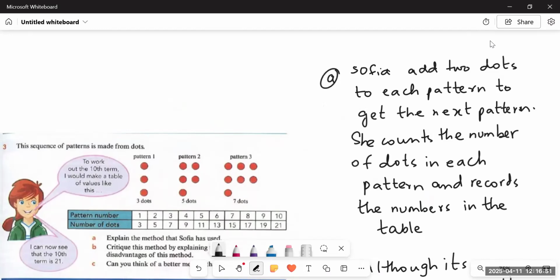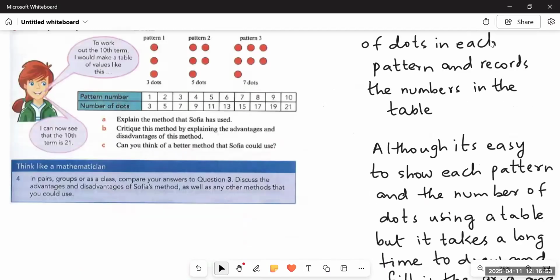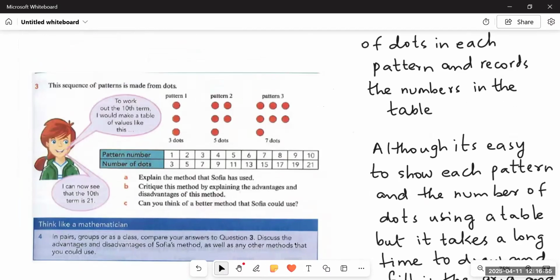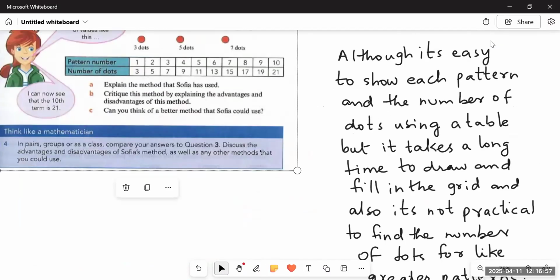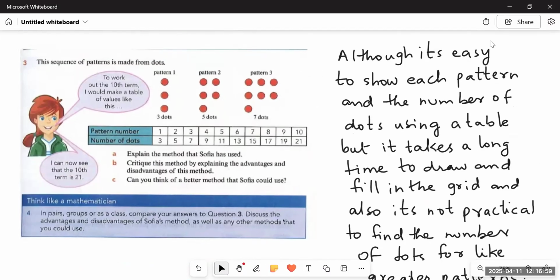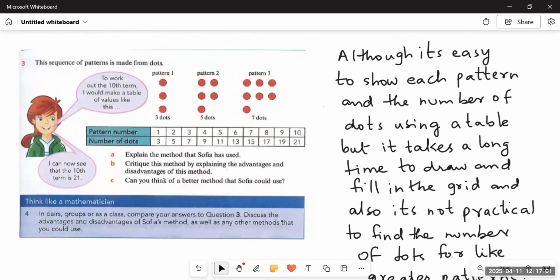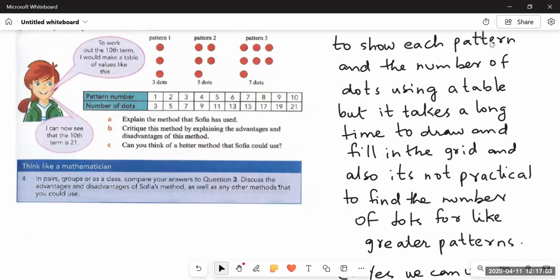And for part B, we can say that although it's easy to show each pattern and the number of dots using a table, it takes a long time. As you can see, she has to make a table and then add 10 times to get the final answer. So it takes too long to draw and fill in the grid, and also it's not practical to find the number of dots for greater patterns.